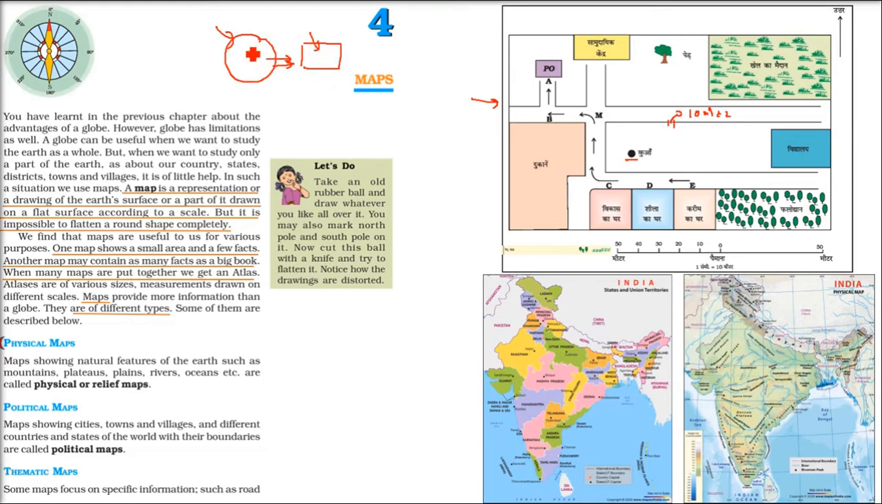But because this is round, you cannot put it all on the paper exactly. It's impossible because it's a round shape. So there are different types of maps.